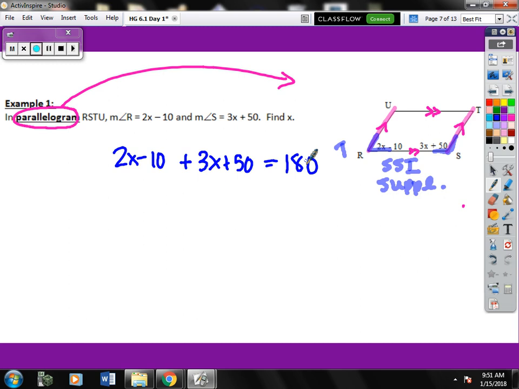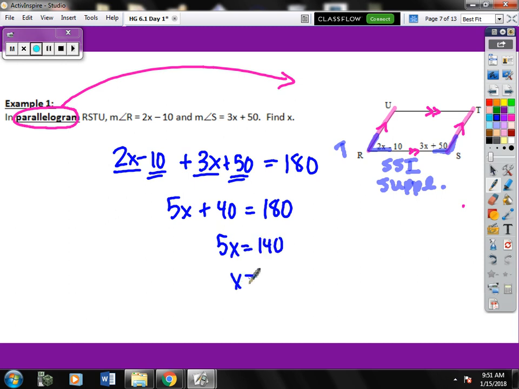Then just go ahead and combine your like terms on the left. Get 5x. Negative 10 plus 50 would be plus 40. And then you guys know how to solve from there. We would subtract and divide. Should get x equals 28. They didn't ask us to plug it back in, but sometimes they will ask you to find the measure of angle R. You could always plug it back in and make sure that these two angles do add up to 180 if you wanted to check your work.